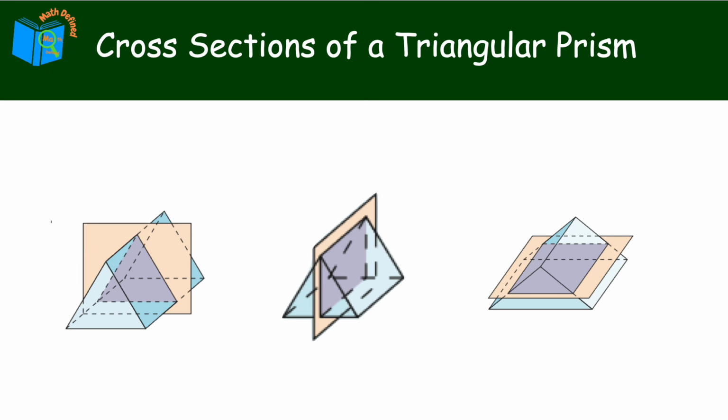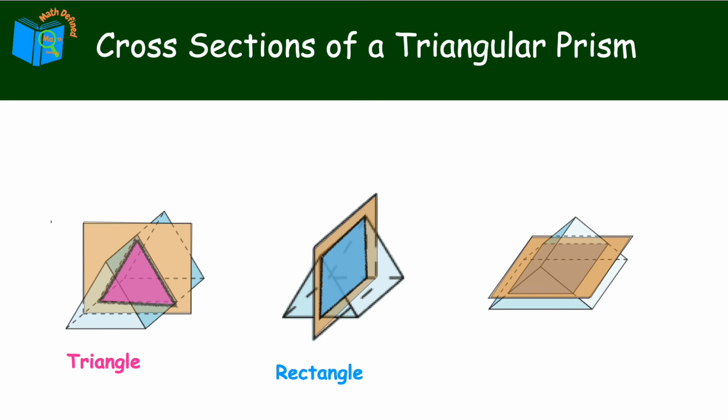Now let's take a look at a triangular prism. If I slice this one vertically straight down to the base, what shape appears? A triangle. If I slice it vertically from the top to the bottom, what do you see? A rectangle. And if I slice it horizontally like this, what shape is formed? Another rectangle. So the same prism can give me two different cross-sections, just depending on how I cut it.